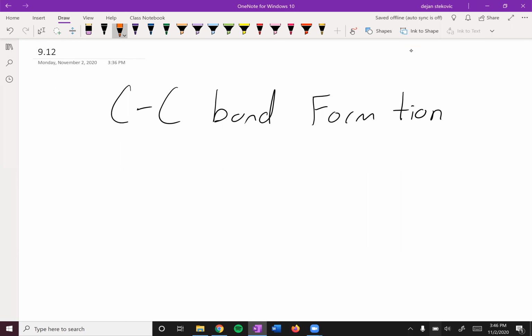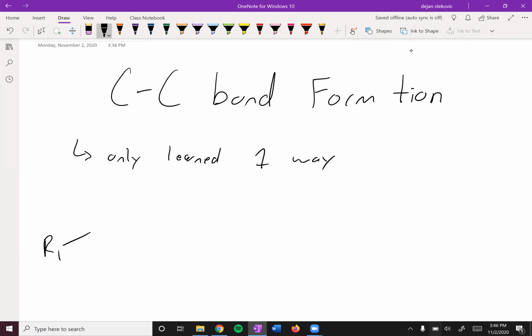All right, so with this addition of these alkyne reactions, we've learned a really powerful reaction, and that's this carbon-carbon bond formation. And so we've only learned how to do this one way, and that's through these terminal alkynes, right? So we have some sort of terminal alkyne. We add some strong base to deprotonate this to form our acetylide ion.